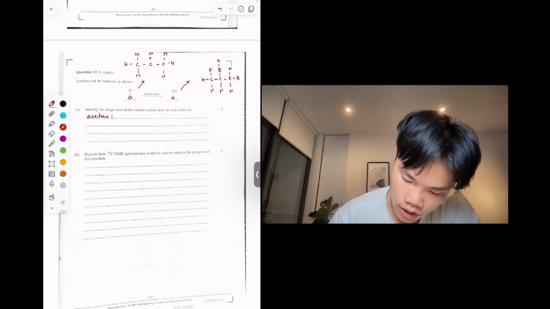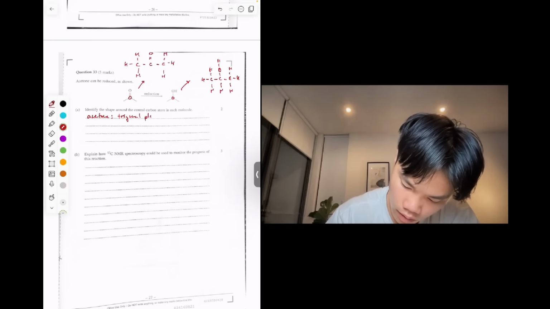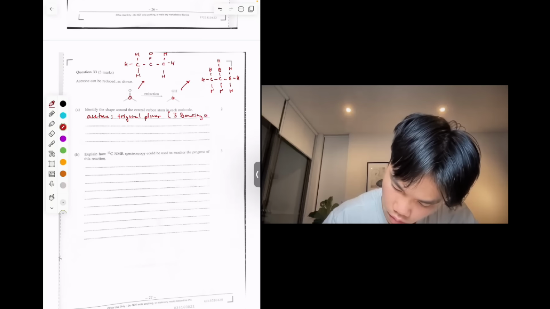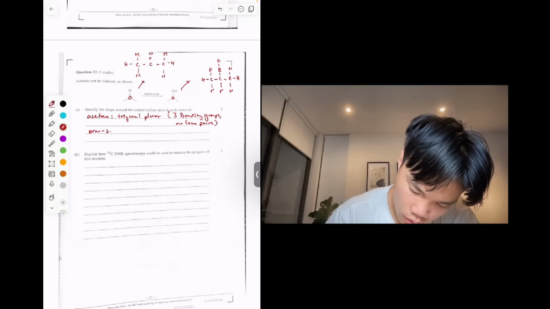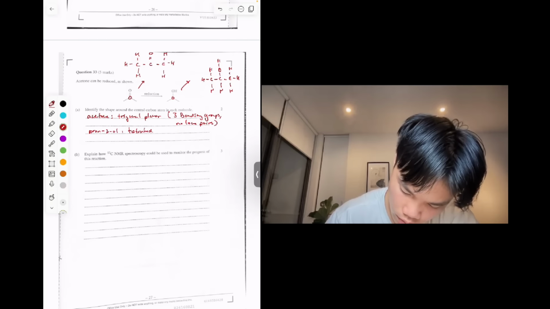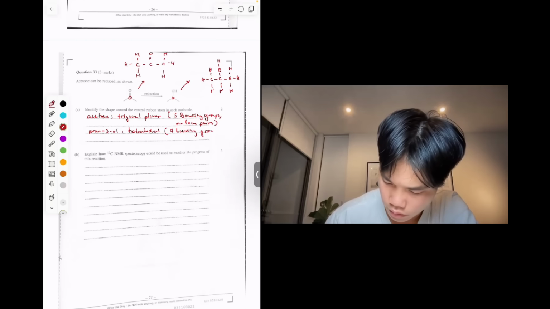So for acetone, the shape is going to be trigonal planar, due to 3 bonding groups and no lone pairs. And then for propan-2-ol, it's going to be tetrahedral, because you have 4 bonding groups and no lone pairs. Cool.